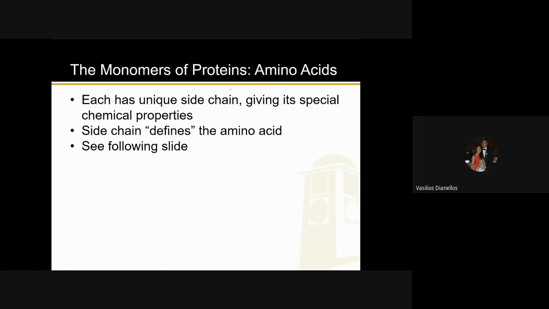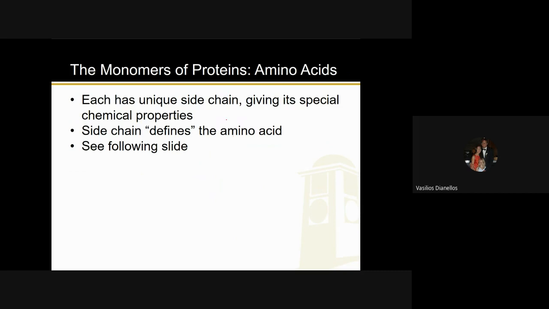All right. So each unique side chain gives that particular amino acid its special chemical properties. Because remember, we said that earlier, it's the side chains. It's very often the functional groups, and this is a functional group too. That's what makes it do whatever it does chemically. And you'll see what I mean when I show here in the next slide. But again, it's the side chain that defines the amino acid. It makes one amino acid different from the other. And it also gives it its unique properties, right?